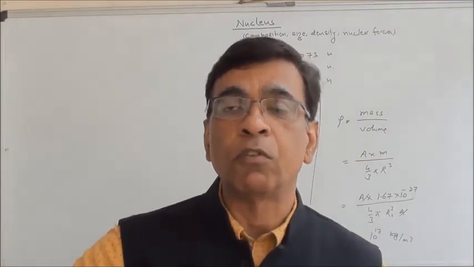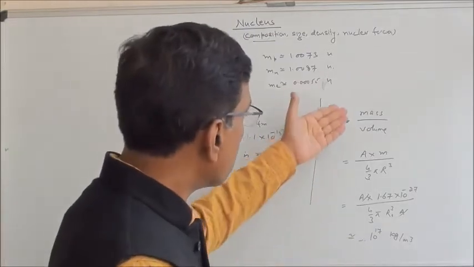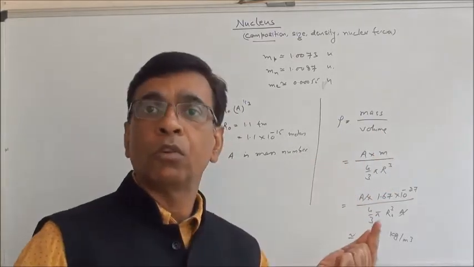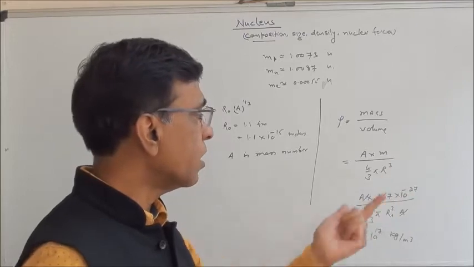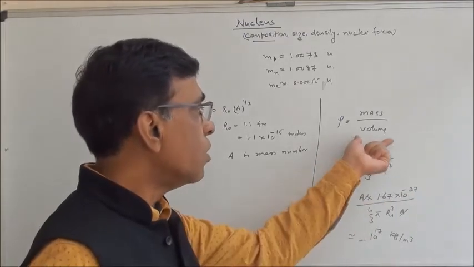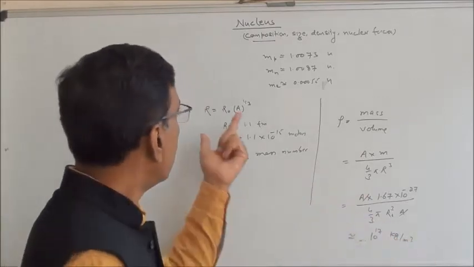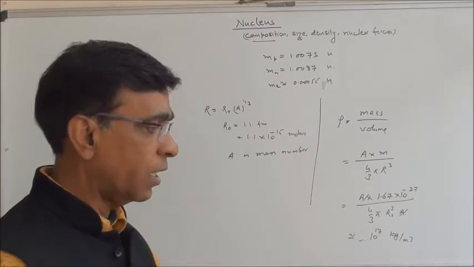Show that the density of nuclear matter is constant or independent of the mass number. Then you can just show it: mass upon volume. We have assumed that the mass of proton and neutron is almost the same, and I have taken it as 1 AMU. 1 AMU is this much in kilogram. And I have assumed that the nucleus is perfectly spherical, so 4 by 3 pi r cube, and r is given from here. So that's all about the composition, size and density.